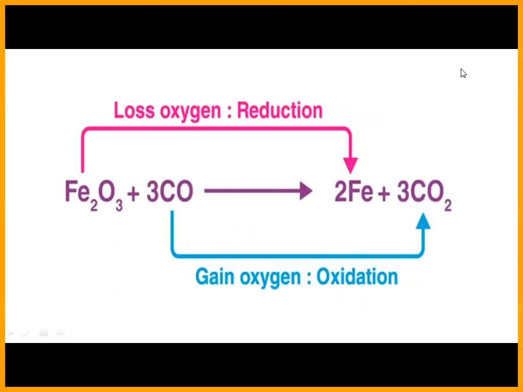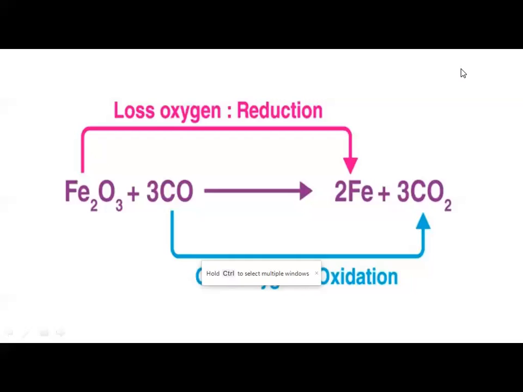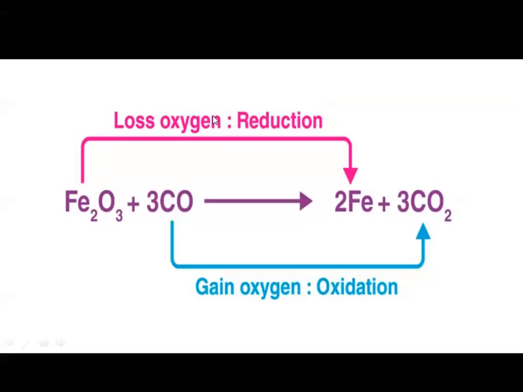Okay, so an example is given here: Fe2O3 plus 3CO gives 2Fe plus 3CO2. Now see, Fe2O3 is losing oxygen. So there is removal of oxygen and it is forming Fe. So this is reduction, loss of oxygen. CO is gaining one oxygen and becoming CO2, so it is oxidation.